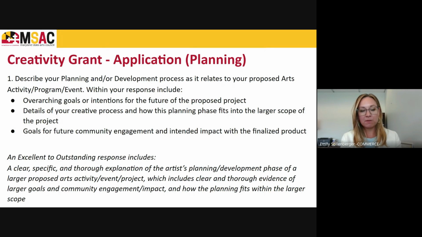The information here on the screen in italics is part of the scoring rubric. So this is what an excellent to outstanding response may include. That includes a clear, specific, thorough explanation of the artist's or organization's planning or development phase of a larger proposed arts activity, event, or project, which includes clear and thorough evidence of larger goals and community engagement impact, and how the planning fits within the larger scope.